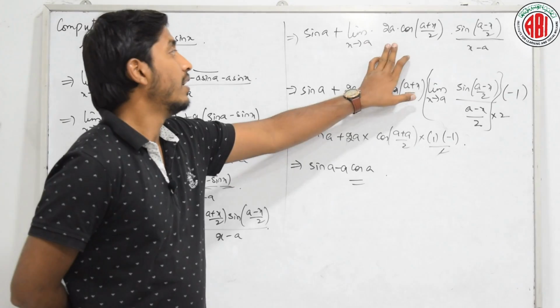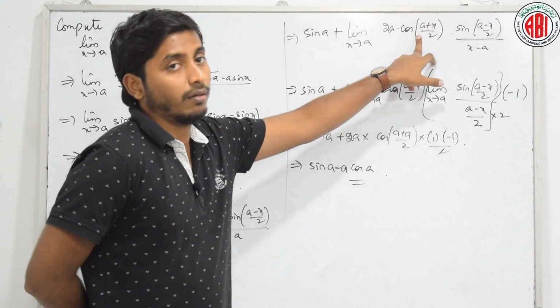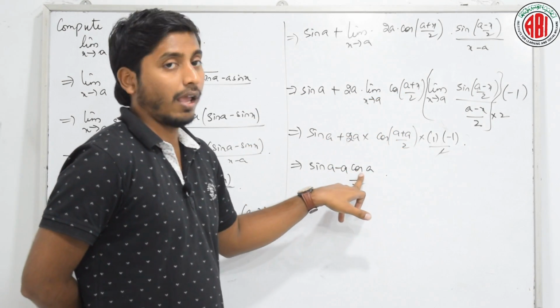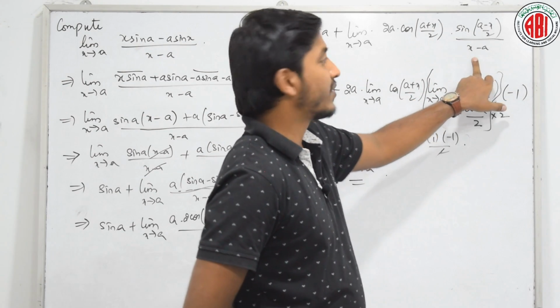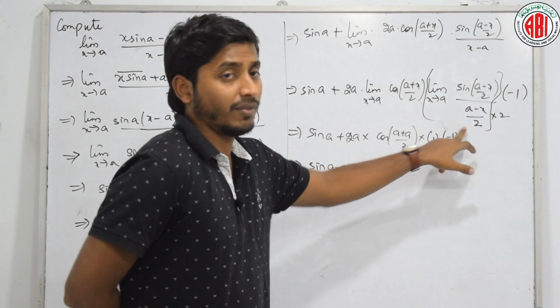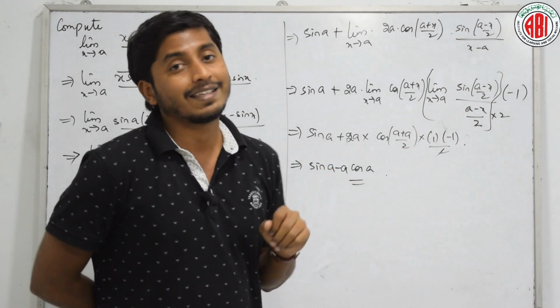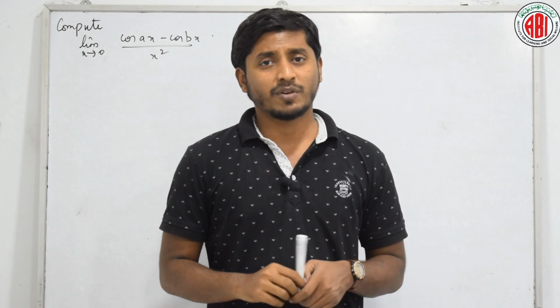And next, here 2 cos of A plus x by 2, the whole term, I have substituted A instead of x, then I got cos A. Then here sin A minus x by 2 by x minus A. Since I don't have that form, I have multiplied and divided with 2. I got the sin x by x form, therefore that will be 1 and minus 1 is left, therefore I got the value of sin A minus A cos A. Is it clear? Shall we move on to the next problems?